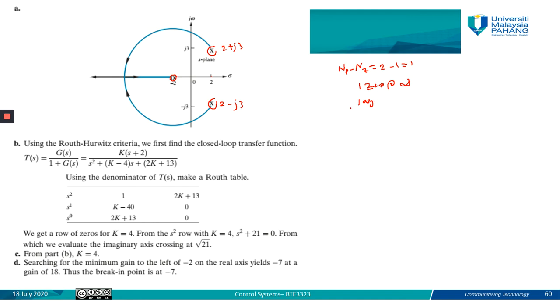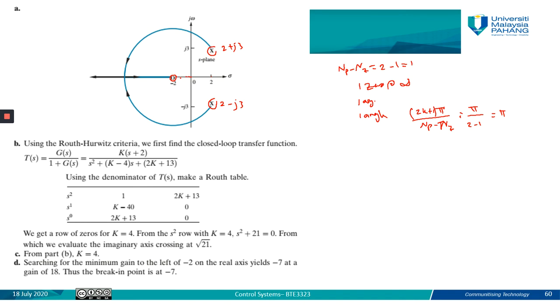And then since we have only one asymptote, that means we have one angle of asymptote. The angle of asymptote will be (2k+1)π over (n minus m). So k equals 0, since we have only one asymptote. So we have π over (2 minus 1), which is π. So the angle of asymptote will be 180 degrees.